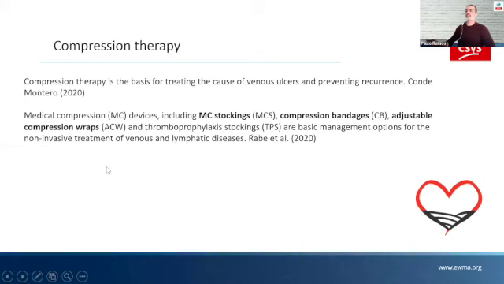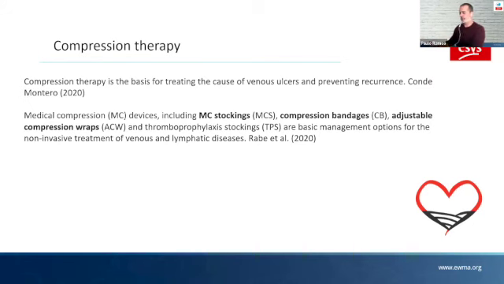Okay, next slide. What is compression therapy? Compression therapy is a basis for treatment of the cause of venous ulcer, but not only venous. I could affirm that almost all full-thickness wounds on the legs, and when we have edema, will benefit from some kind of compression. And how do we apply compression? We apply devices like medical compression stockings, compressive bandages, adjustable compression wraps, or other devices that apply a certain dose of pressure in the leg, and we will focus only on the leg today.